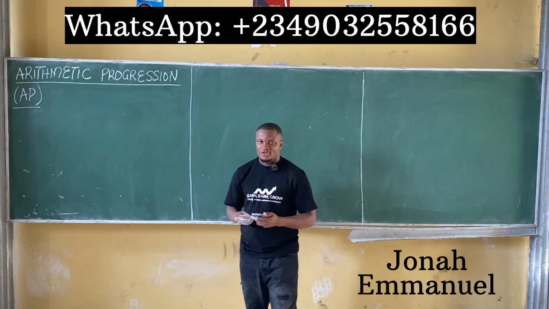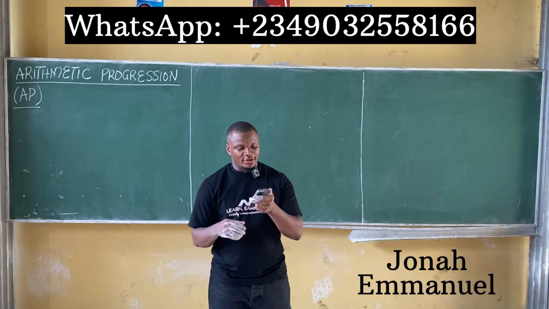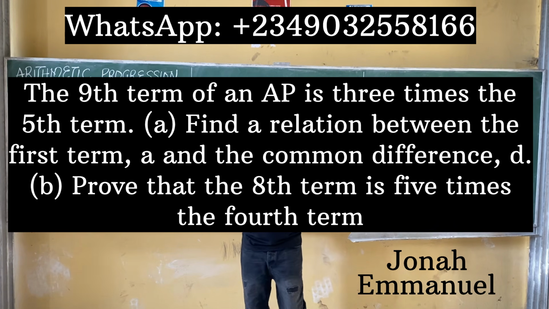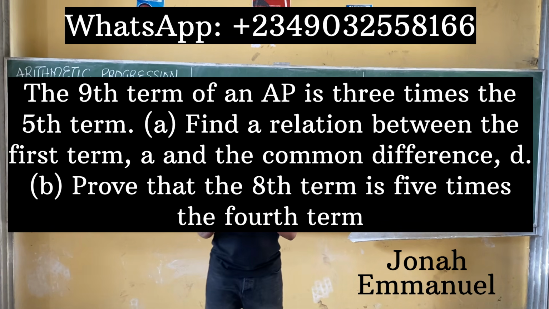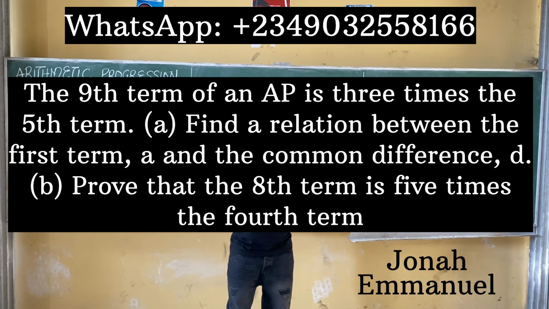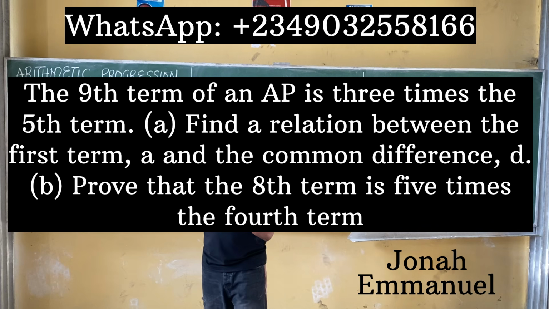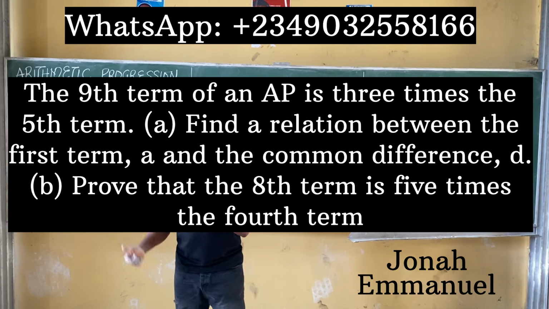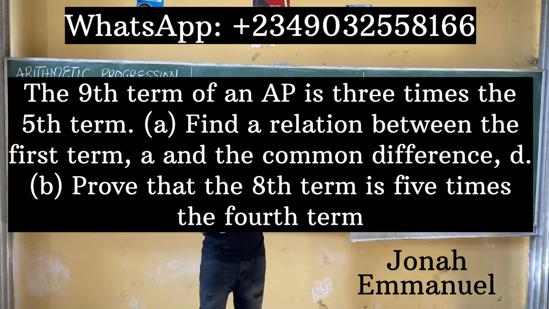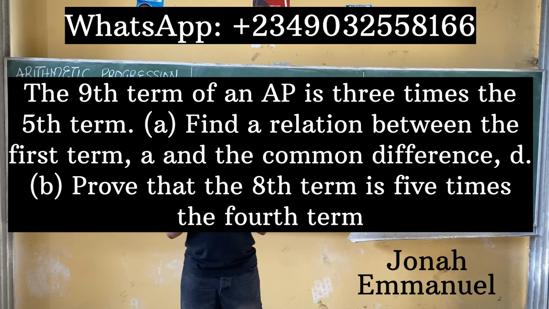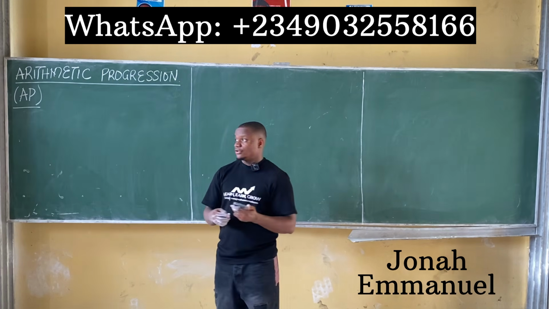Let's look at this question on arithmetic progression, that's AP. The question here says the ninth term of an AP, that's arithmetic progression, is 3 times the fifth term. A says find a relation between the first term A and the common difference D. B says prove that the eighth term is 5 times the fourth term.